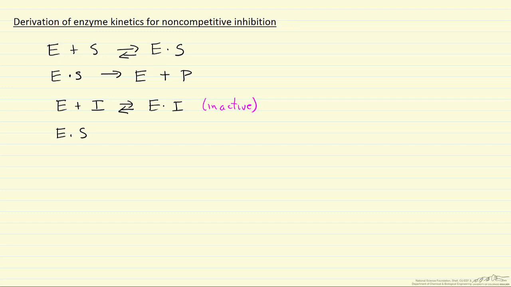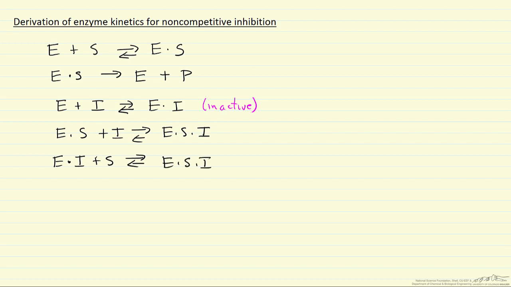So instead of just reacting with the enzyme, it's also possible to form another complex which has both the enzyme and the substrate. And then the final step is that we can form the enzyme substrate inhibitor complex by having the enzyme inhibitor react with the substrate to form the same complex.